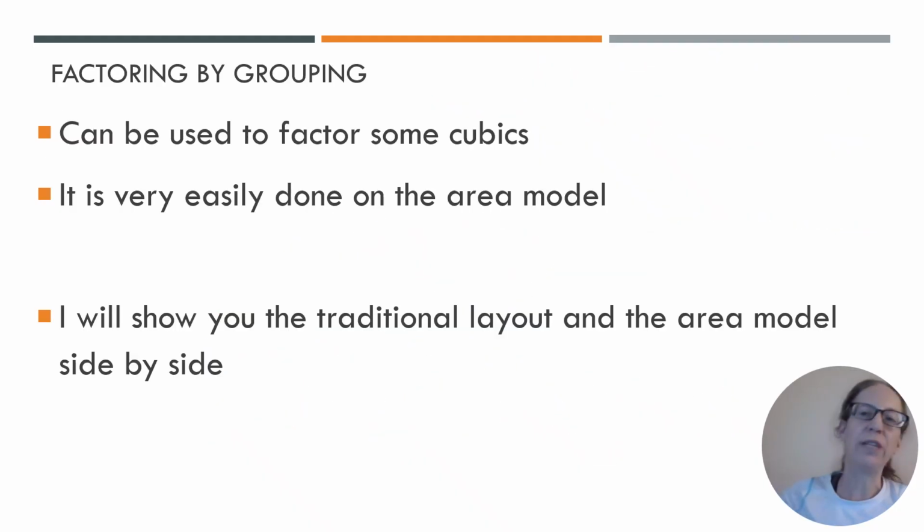Now, that brings us to the second skill, and that is factoring by grouping. This can be used to factor some cubic polynomials. It doesn't work all the time, but it is something that you would want to try. It is very easily done on the area model, and what I'm going to do on the next slide is show you the traditional layout as well as the area model, just side by side so you can see what they look like. A lot of you have said that you prefer factoring by grouping over the area model. Really, the area model is factoring by grouping. It's just laid out as a square instead of as a line. So you might be able to see that now.